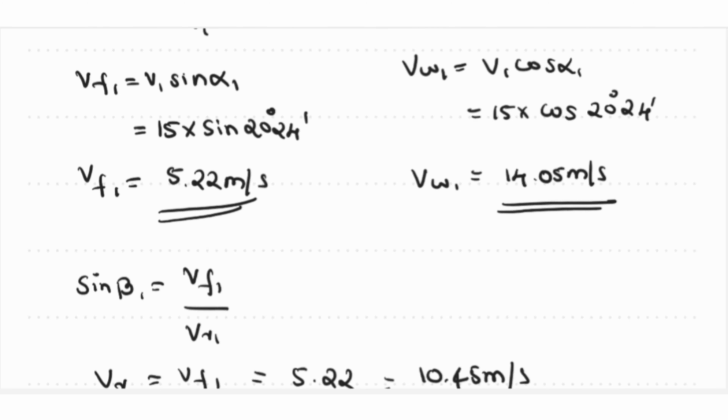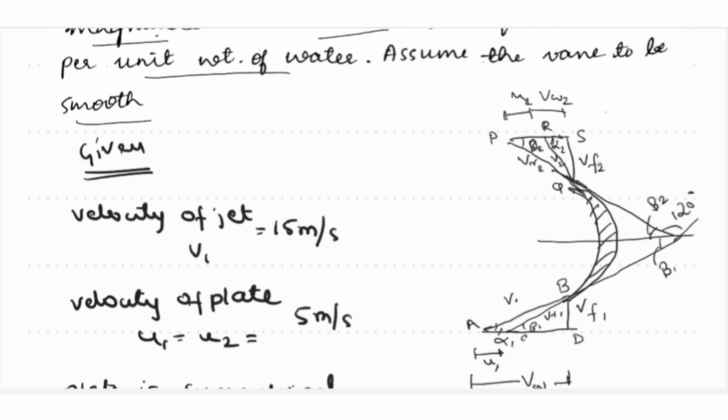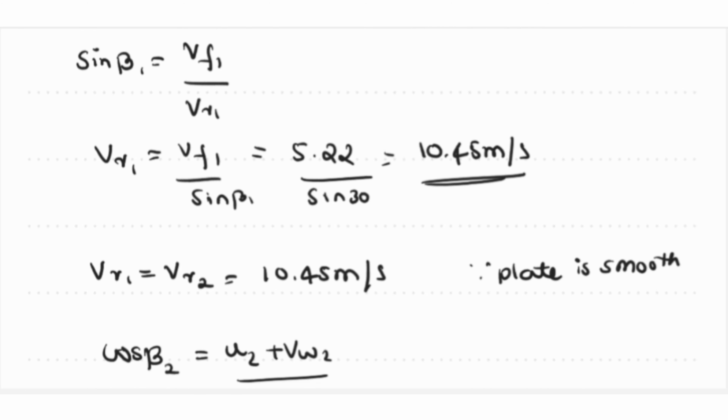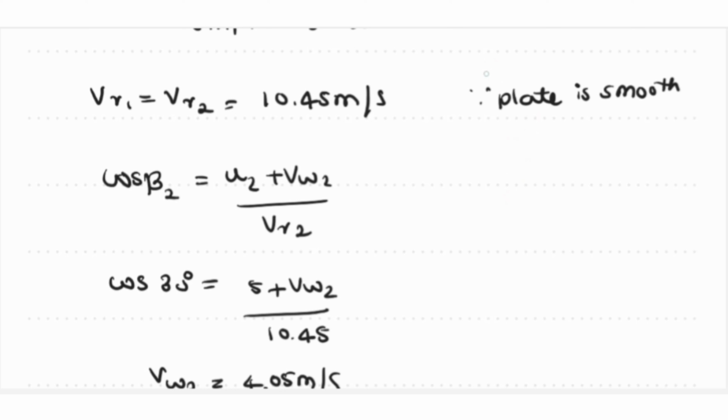So in the outlet triangle, now we know Vw2. If we can calculate Vf2, then we can calculate very easily this V2. So that is what I would like to explain here, the outlet triangle. I will draw.